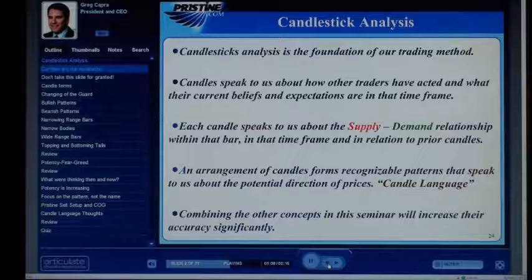Each candle is going to speak to us about the supply and demand relationship within that bar, in that time frame, and in relation to prior candles. And we'll delve deeper into this in the support and resistance section. An arrangement of candles forms recognizable patterns. And when you think about the pristine method and the type of traders that we are, you could say we're, in a sense, pattern traders.